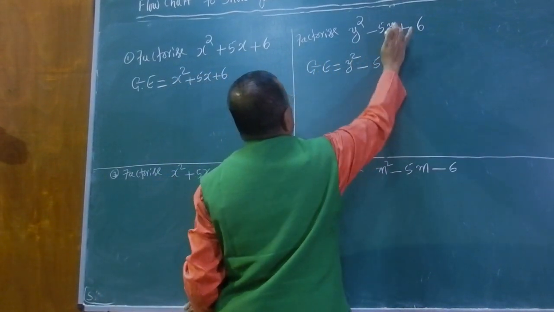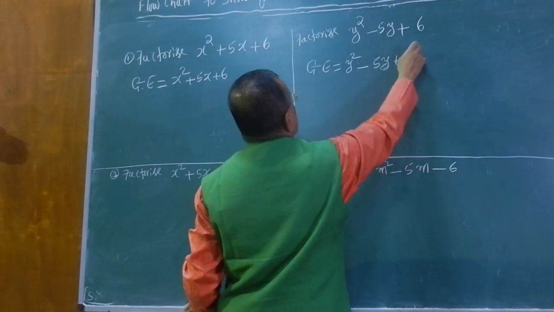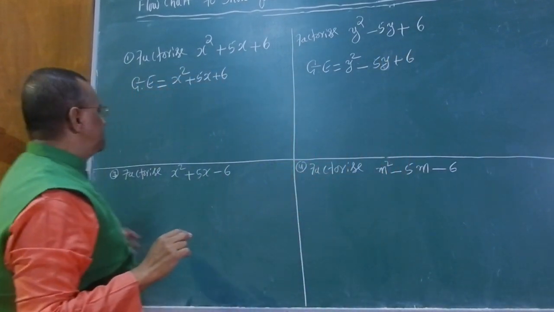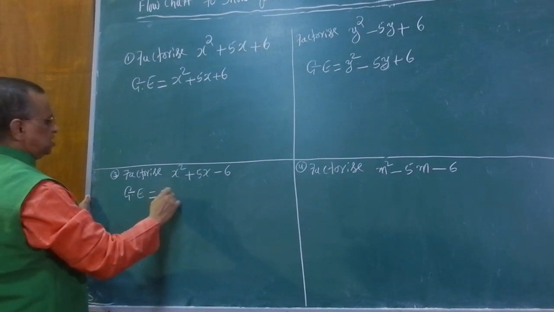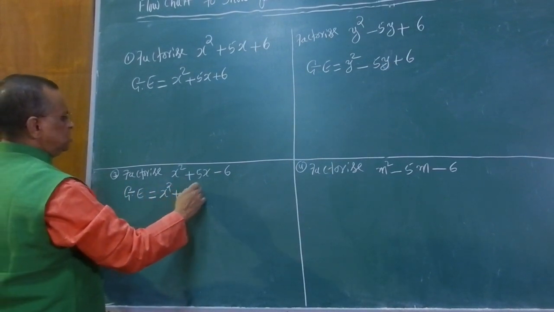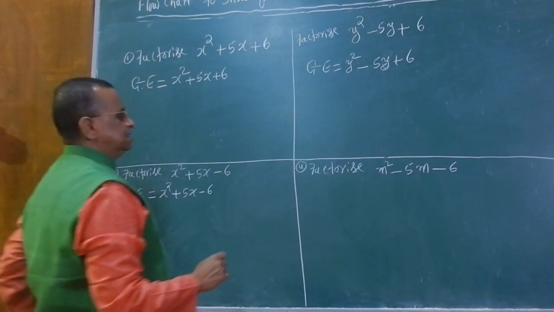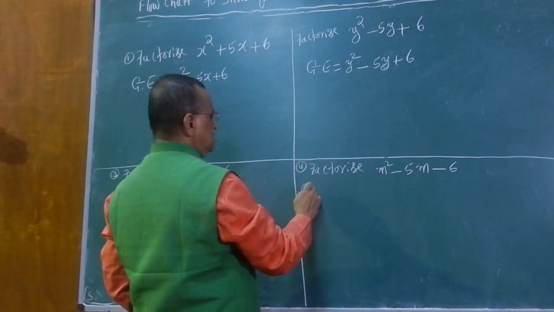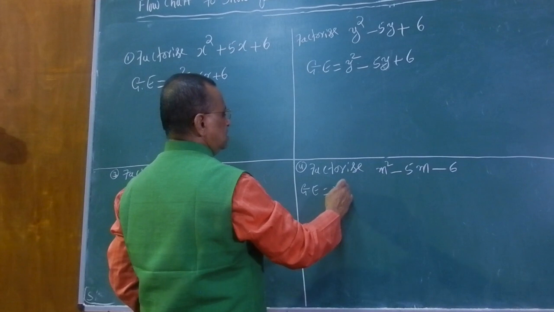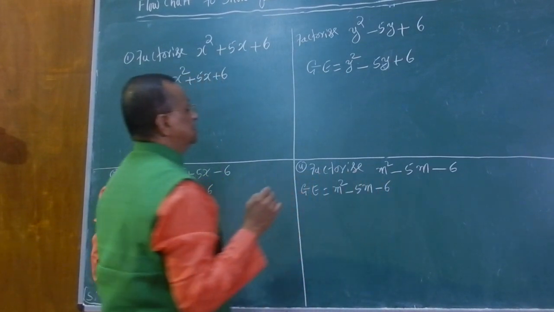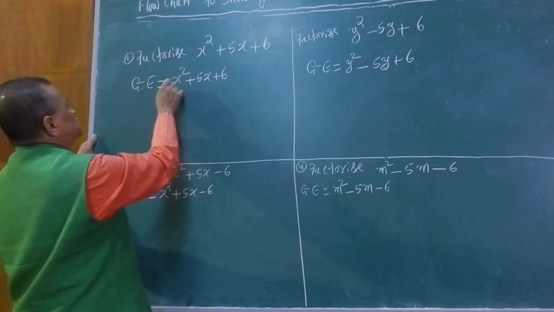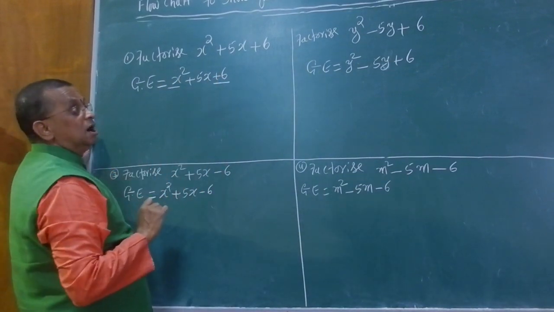Take the given expression as it is. This is the first step of solving the problems. See, in all the 4 cases, I am just writing what they have given. Here, the given expression, we have to write in the first step. Next step is first term, last term.